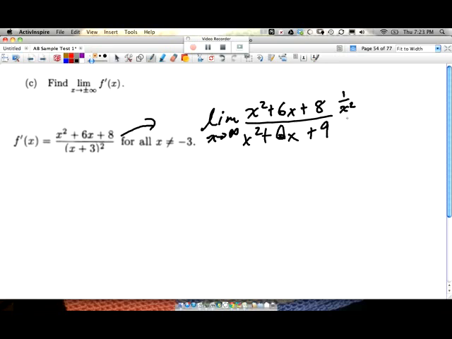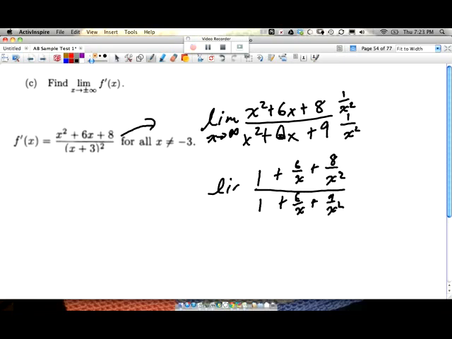I'm going to multiply top and bottom by 1 over x squared. No big deal. As we're doing this, I see that the top would become 1 plus 6 over x plus 8 over x squared, and then the bottom would become 1 plus 6 over x plus 9 over x squared. So what is this limit as x goes to infinity, or negative infinity for that matter? Whether it goes to positive or negative, it's going to be the same thing. It's going to be 1.